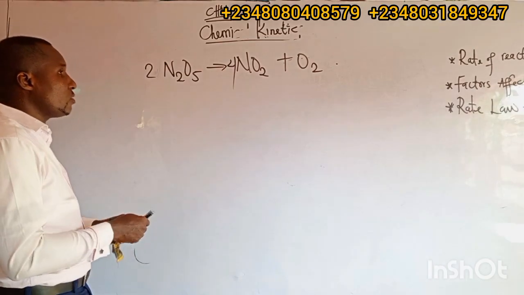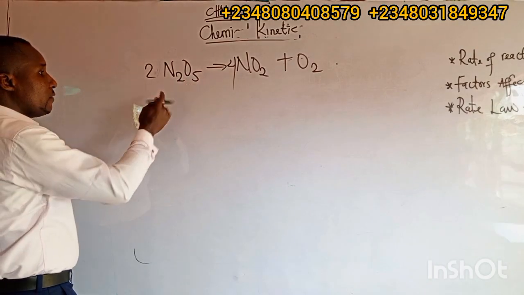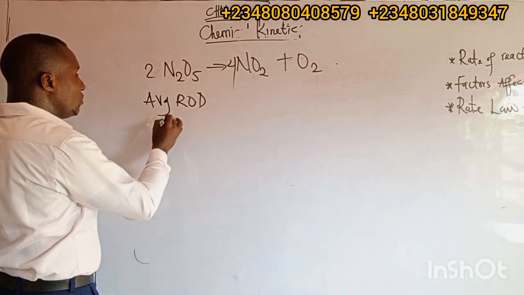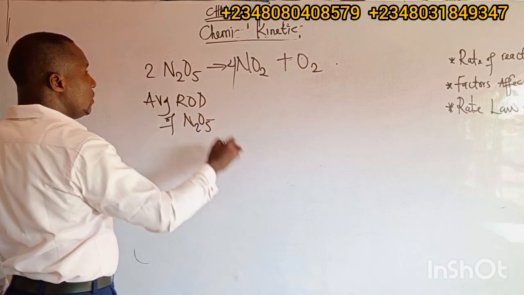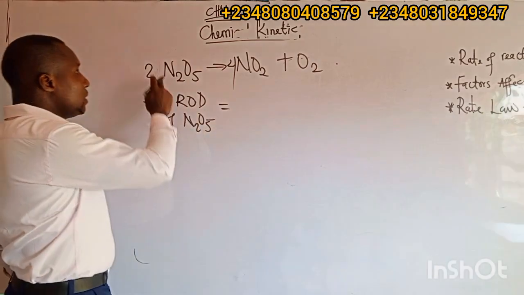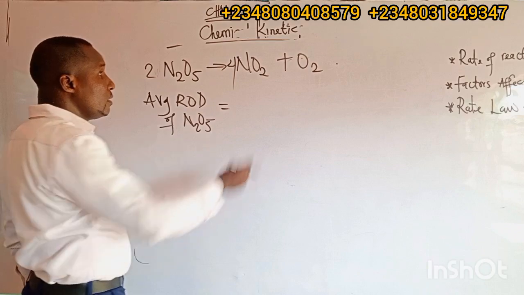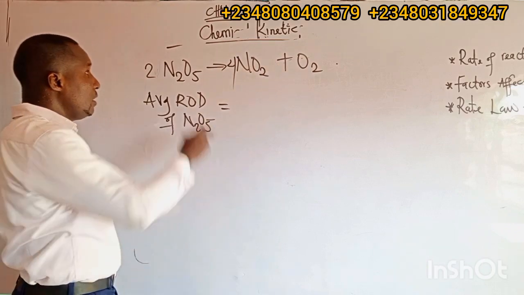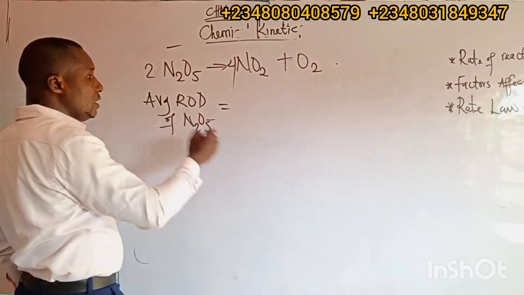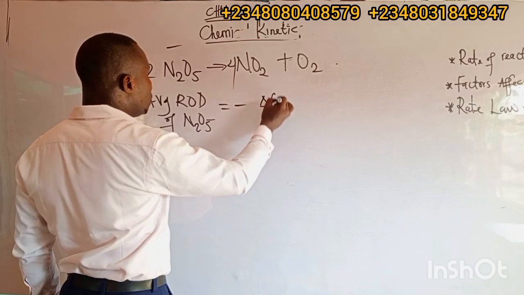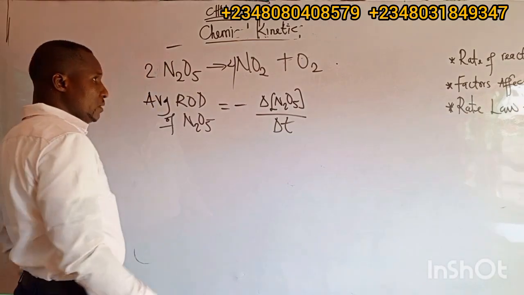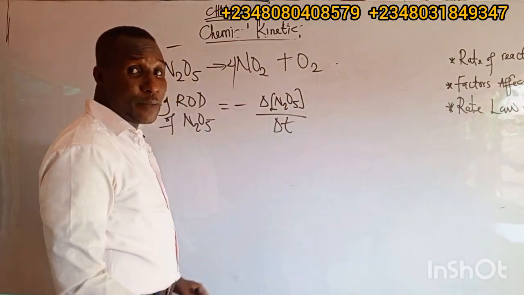Let's look at this. Find the average rate of disappearance of N2O5. For the average rate of disappearance of N2O5, the reactant disappears, the product appears, and the concentration of the reactant decreases, so negative. That means I have minus change in concentration of N2O5 with respect to time. Then for the product, they are appearing.